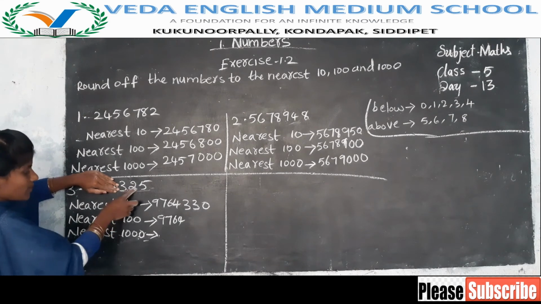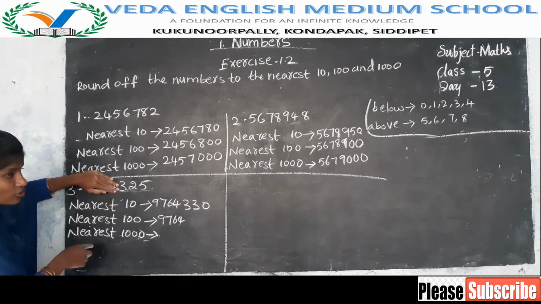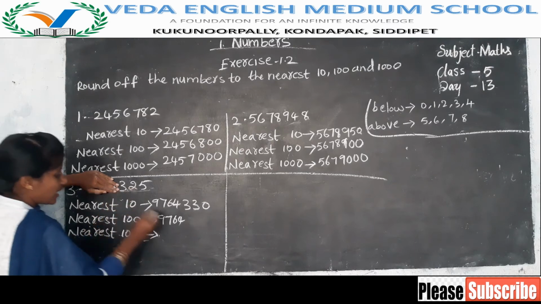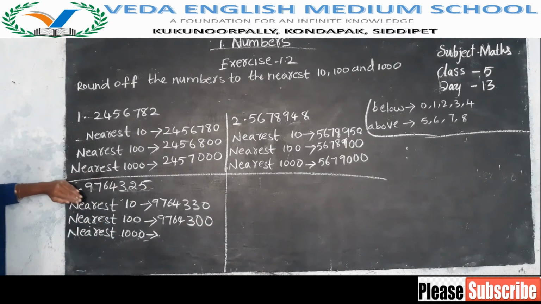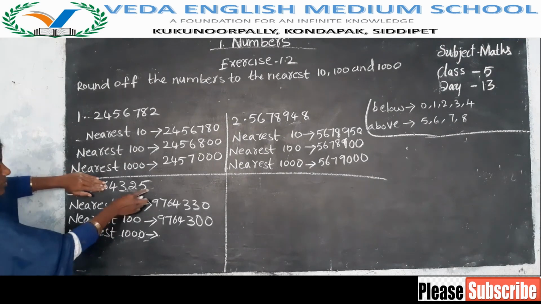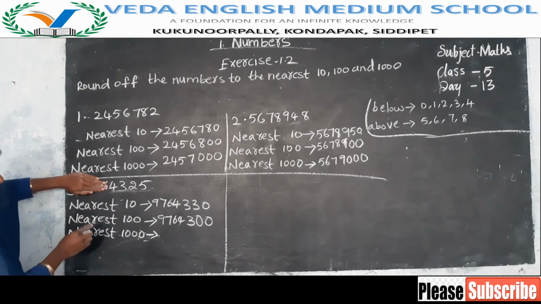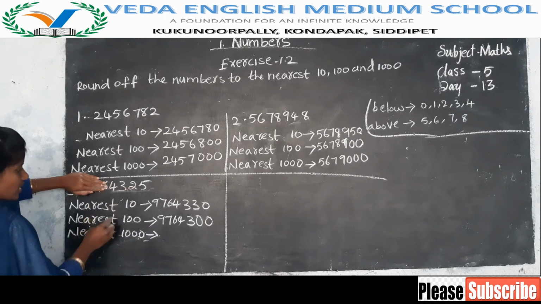Below number. Below number means do you have to increase the next number? No, there is no need to increase the next number. You have to write the next number as it is. And the remaining two places are zeros. Next. Nearest thousand means you have to check up to thousands only. 1, 2, 3, 4. Thousands only. Ones, tens, hundreds, thousands.